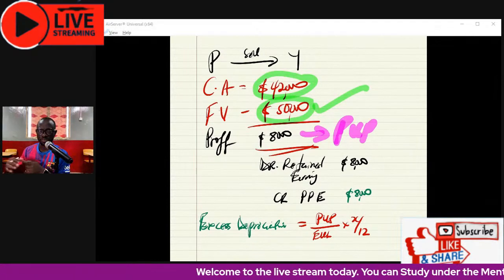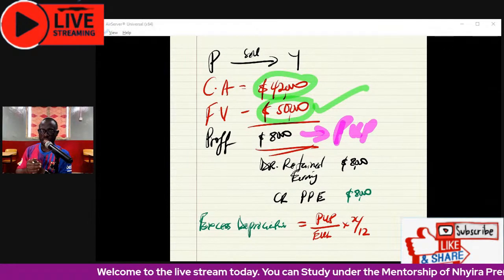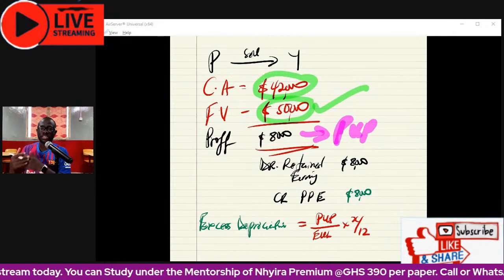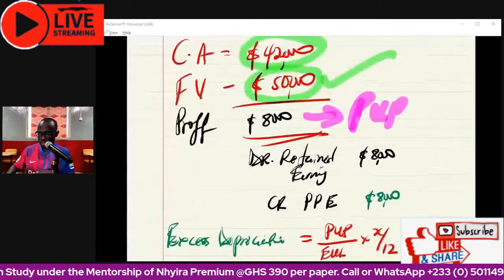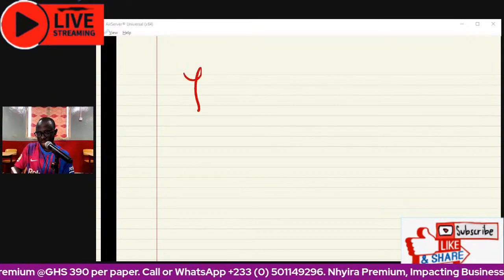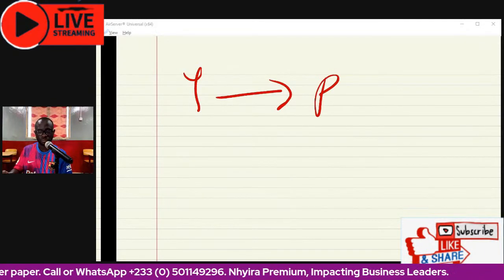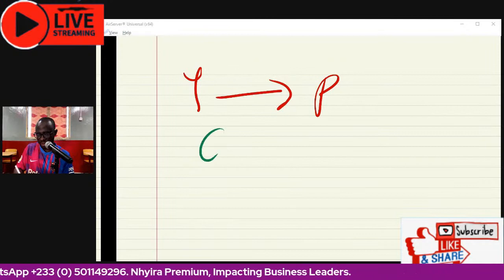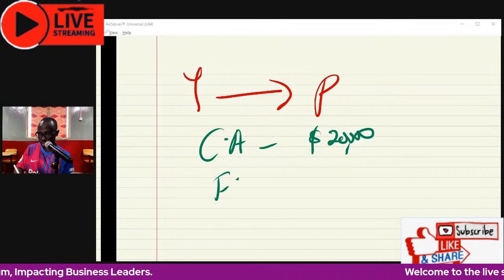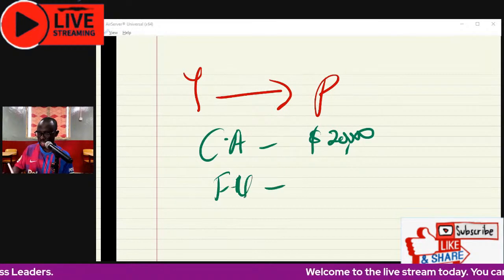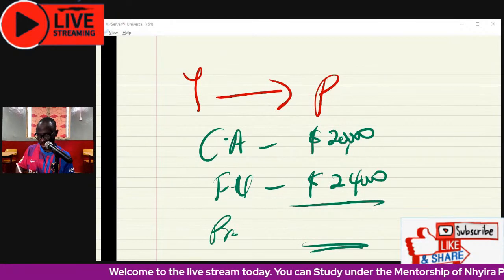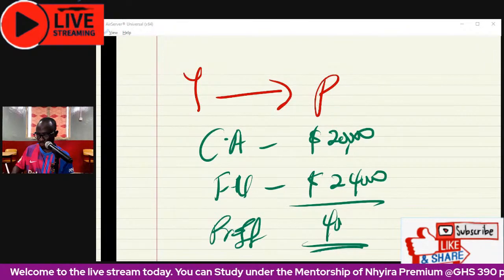Now, I'm seeing a question from Osmanu saying that, what if the sale is made by the subsidiary? It's the same thing we're going to be making if the sale is made by the subsidiary. So assuming that Y is the one selling, let me put it up. This time around, Y is selling to P. The same thing happens. Let's say the carrying amount is 20,000, but they sold it at, say, 24,000, which means there is a profit on disposal of 4,000.